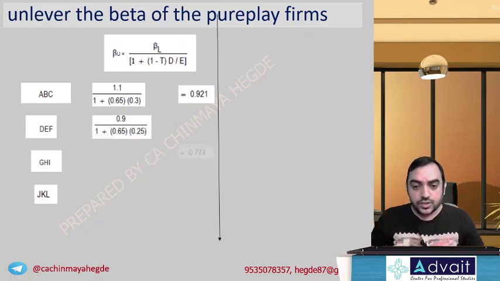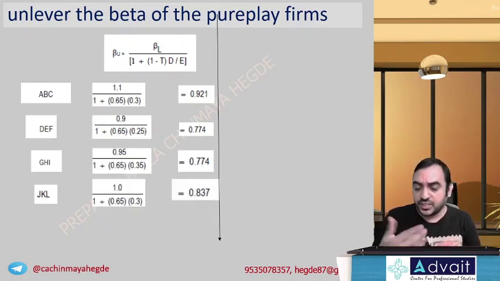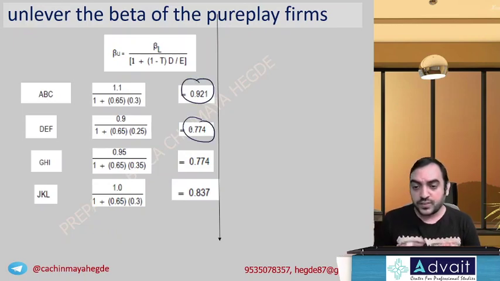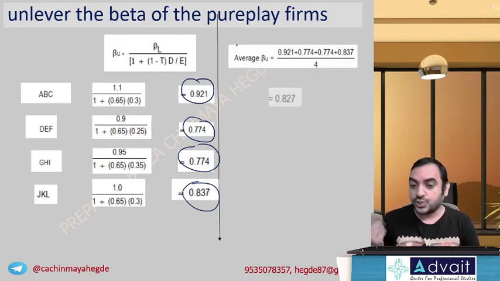Okay. So see if you are able to get these numbers for the other ones. I've taken 3 decimals just like institute. You can take 2 or 4, that's fine. So 0.921, 0.774, 0.774, 0.837. Then we'll take an average, simple average.